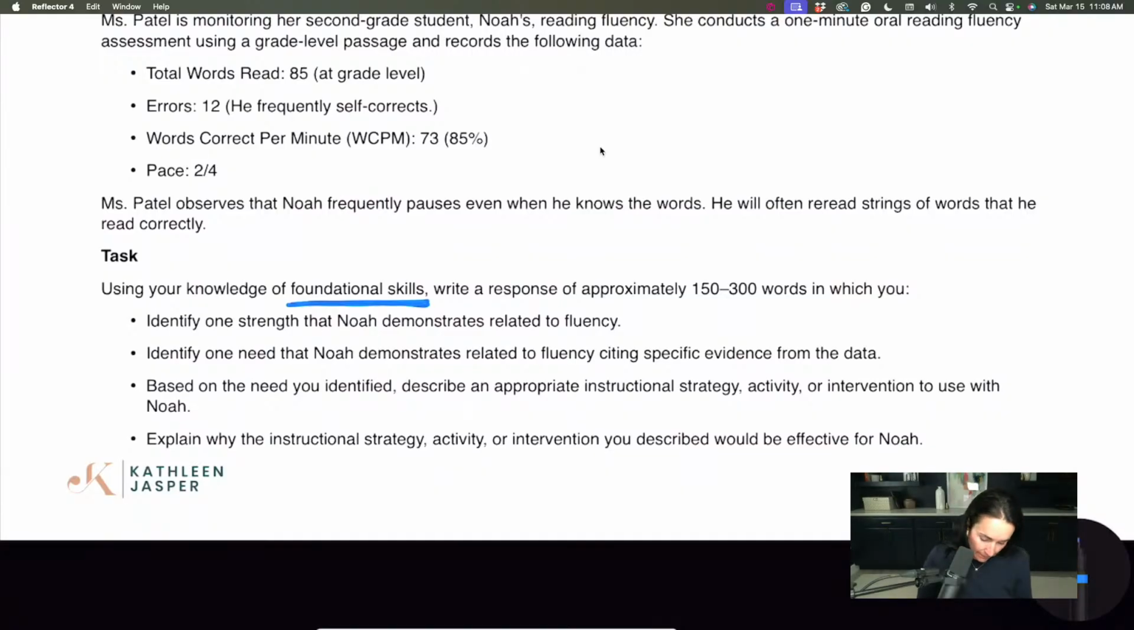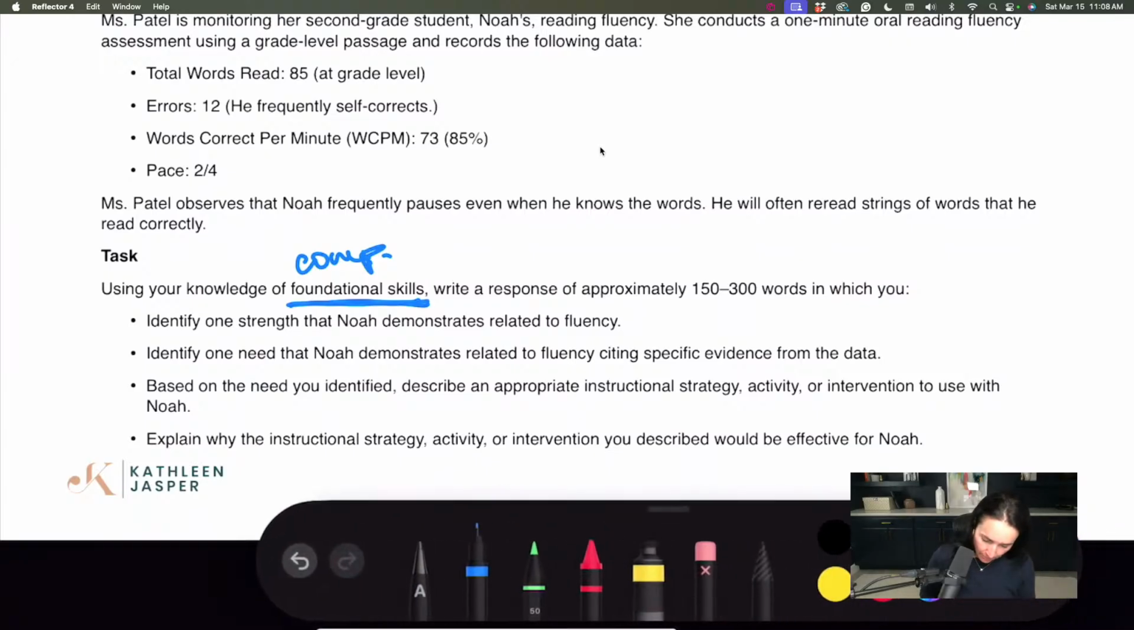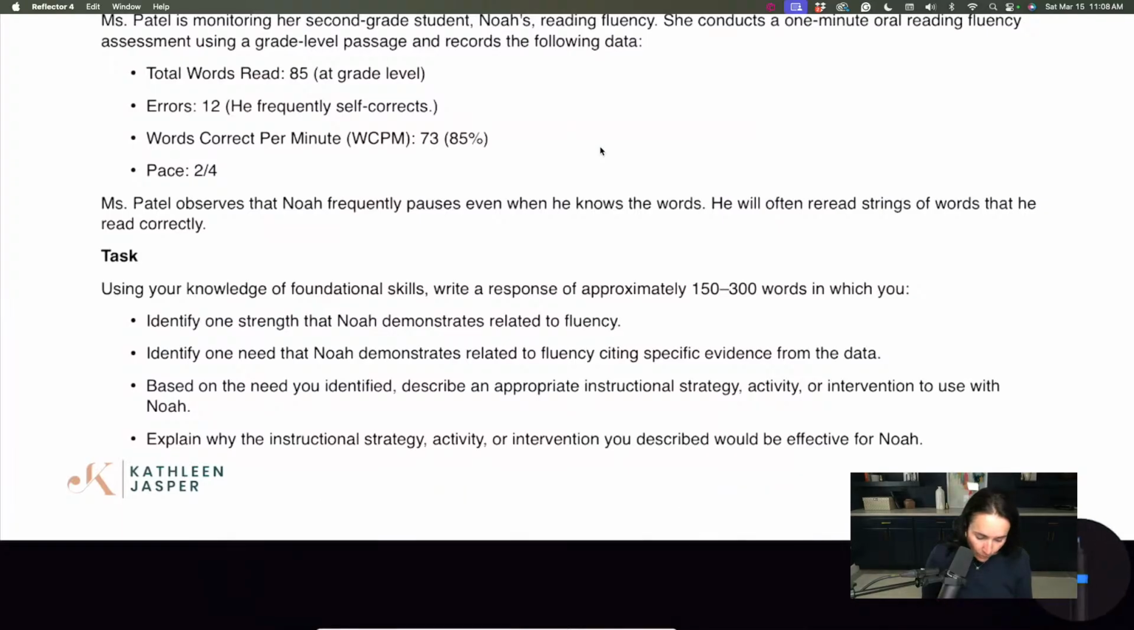This should say, knowledge of comprehension. I fixed it. Or is this? No, it's fluency. I'm sorry. This is right. Sorry. The next one is comprehension. On the task for foundations of reading, it's going to look the same. It's going to say using your knowledge of foundational skills, or it'll say using your knowledge of comprehension skills. Write a response 150 to 300 words in which, and then it's going to have 4 bullets and it's all going to be the same.